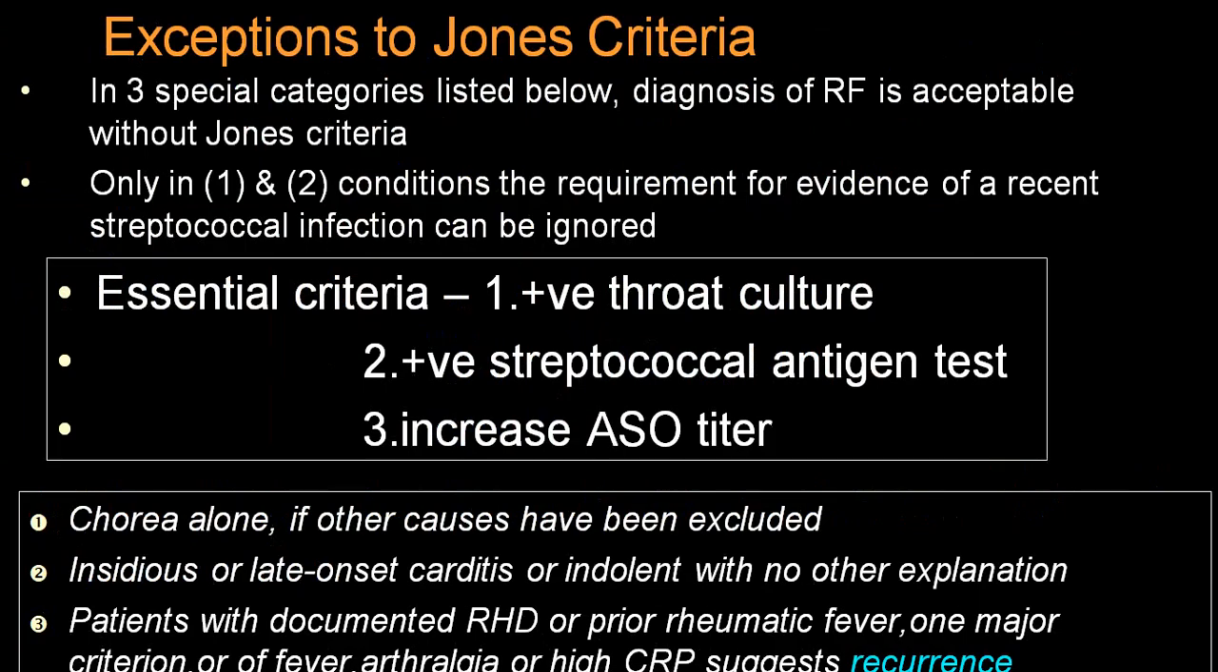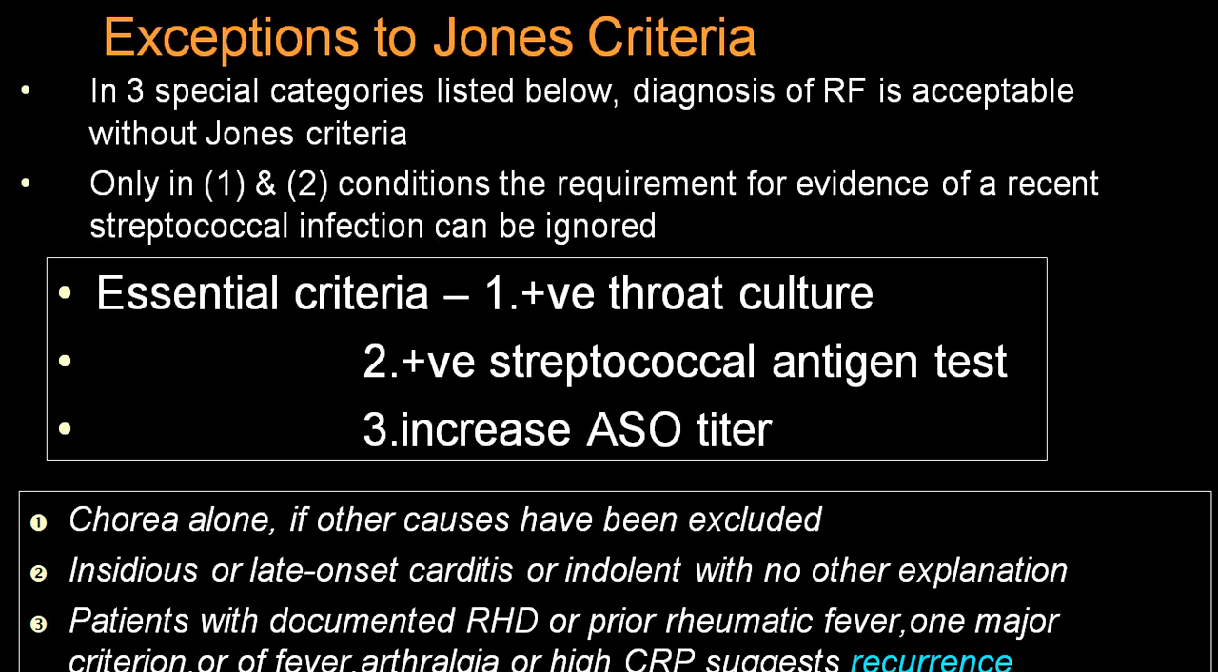There are certain exceptions in the Jones criteria. There are 3 special categories where diagnosis of rheumatic fever is acceptable without the Jones criteria, and the requirement for evidence of recent streptococcal infection can be ignored. That is, throat culture, streptococcal antigen test, and increased ASO titer.